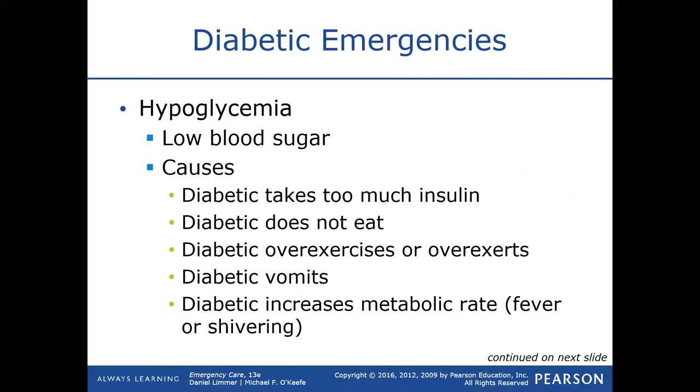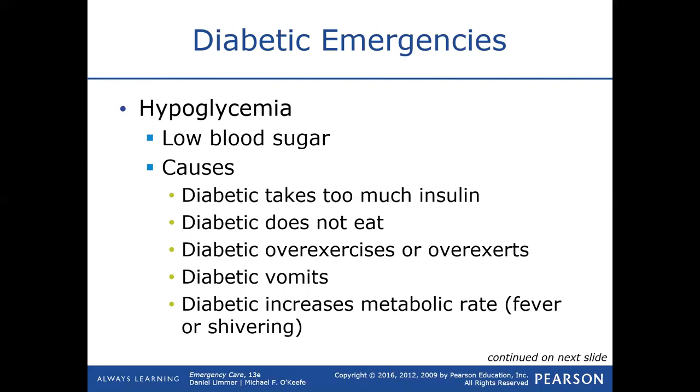We have hypoglycemia. Hypo means what? Low blood sugar. Low blood sugar is called hypoglycemia. Some causes of that could be a diabetic person takes too much insulin. So we got a lot of insulin that's clearing out all that blood sugar, but you don't have enough sugar coming in. The diabetic person doesn't eat, so they're not getting those carbohydrates and the sugars that they need. Diabetic overexercise or overexerts themselves. So they could overexert themselves and actually cause your blood sugar to drop.